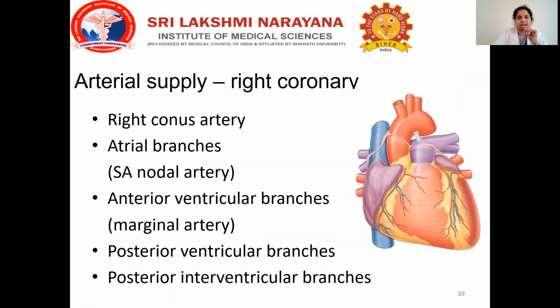The branches arising from the right coronary artery: it gives a right conus artery. The right conus artery supplies the area of the infundibulum in front of the pulmonary trunk. Apart from that, many atrial branches arise that supply the atrium, and many anterior ventricular branches arise that supply the sternocostal surface of the right ventricle. One of the largest branches of the anterior ventricular arteries is called the right marginal artery.